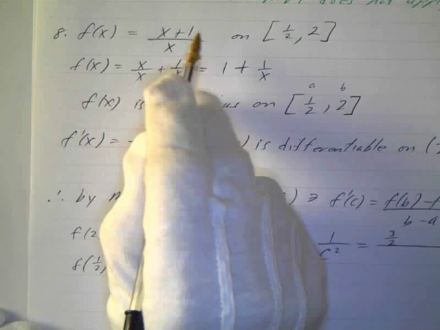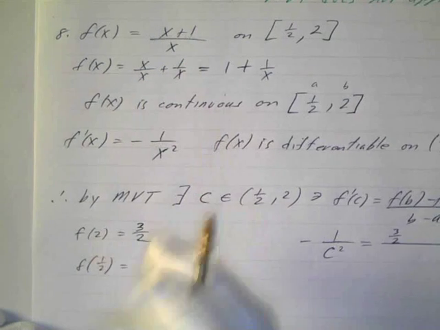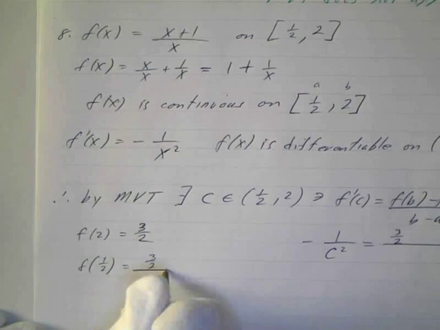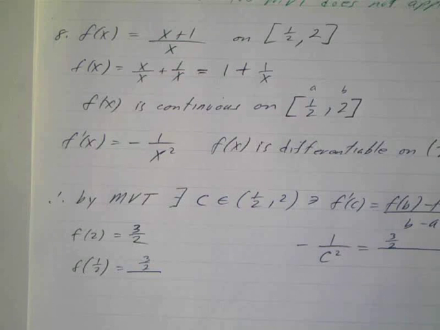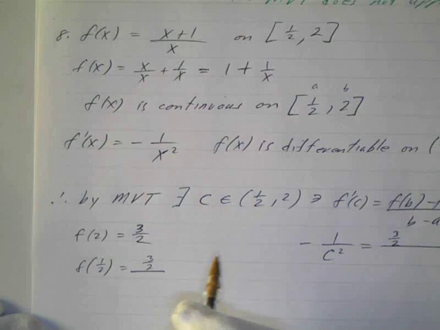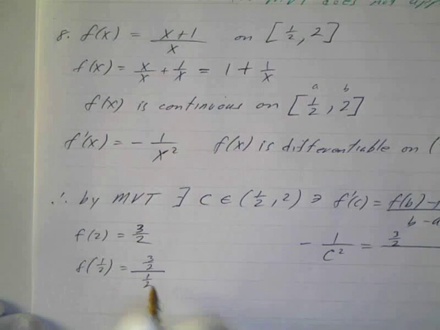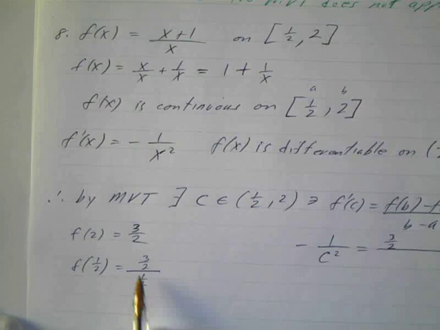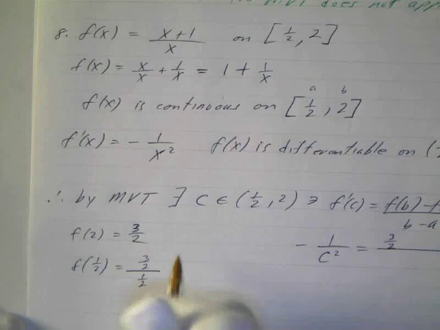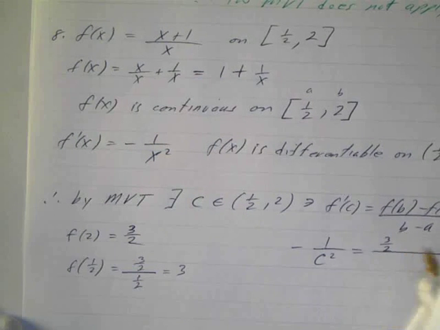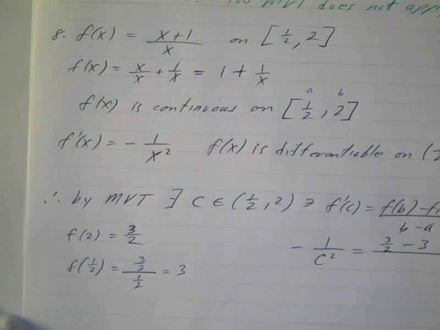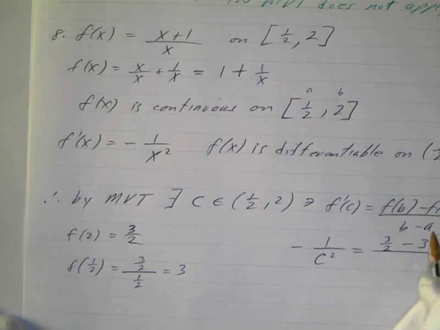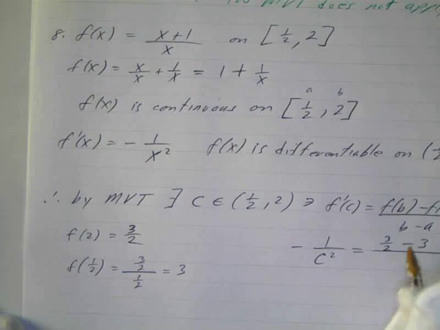So I've got 1/2 plus 1, which is 3/2, all over 1/2, I guess. Might have been better to look at it like this. But if we just multiply the top and the bottom by 2, we still get just 3. It's going to be 3 minus 3/2, which is -3, all over b minus a, so 2 minus 1/2.